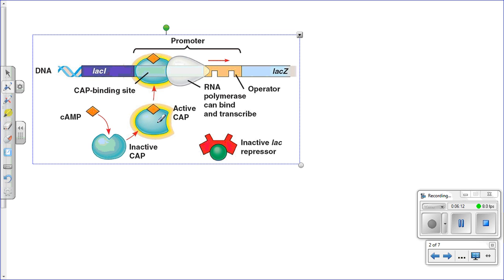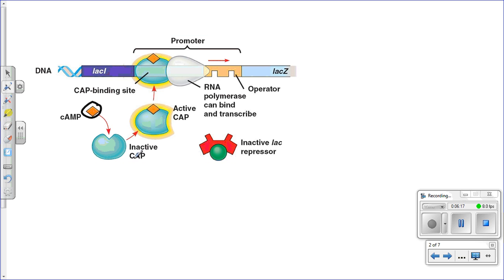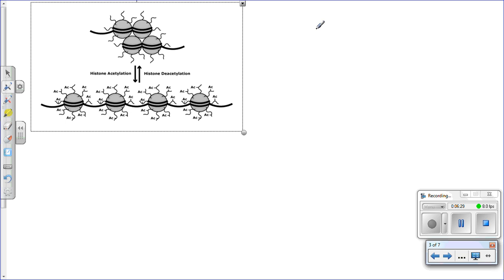All right, next piece. This is just showing that CAP and the cAMP that we were just talking about, cyclic AMP binding into CAP, activating and allowing RNA polymerase to bind in. But once again, it has to be if lactose has pulled off the repressor, because lactose acts as that inducer piece. All right, let's talk about epigenetics. So that's a control based on the environment.